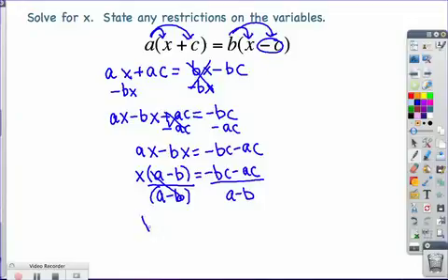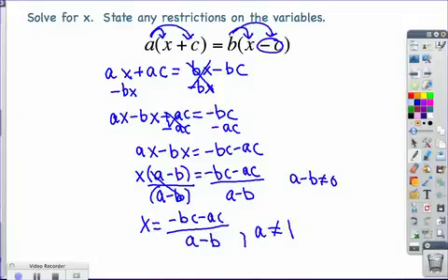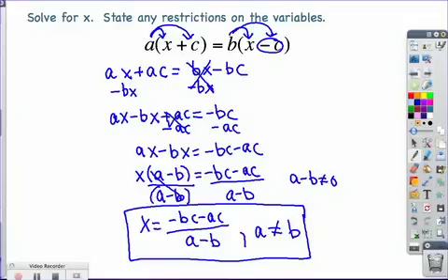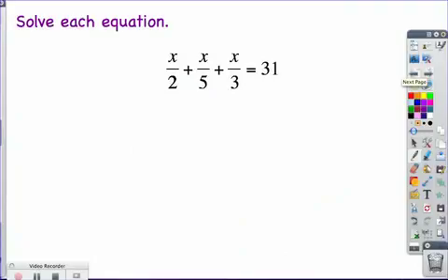15x plus 6x plus 10x equals 930. Combine like terms. 31x equals 930. Divide by 31, and x equals 30.